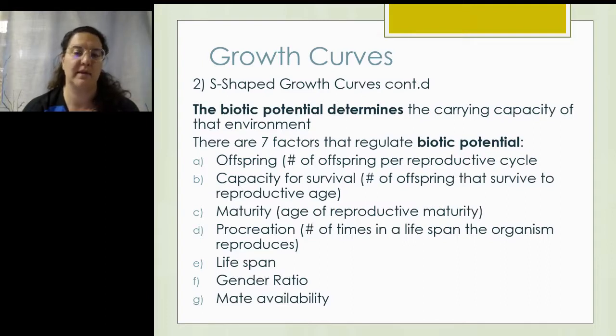And then mate availability. So if there are no mates available, it doesn't matter if you have a low age of maturity, if you can procreate many times in your lifespan, and if you have many offspring. If there's no mates available, your biotic potential will be low.